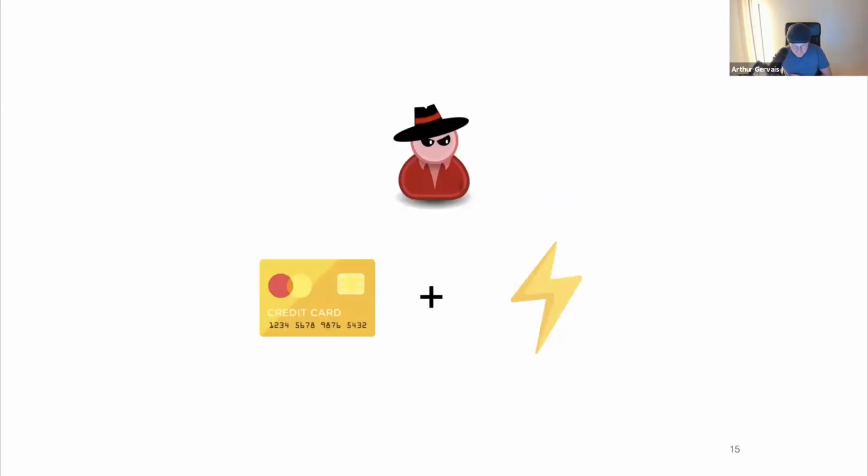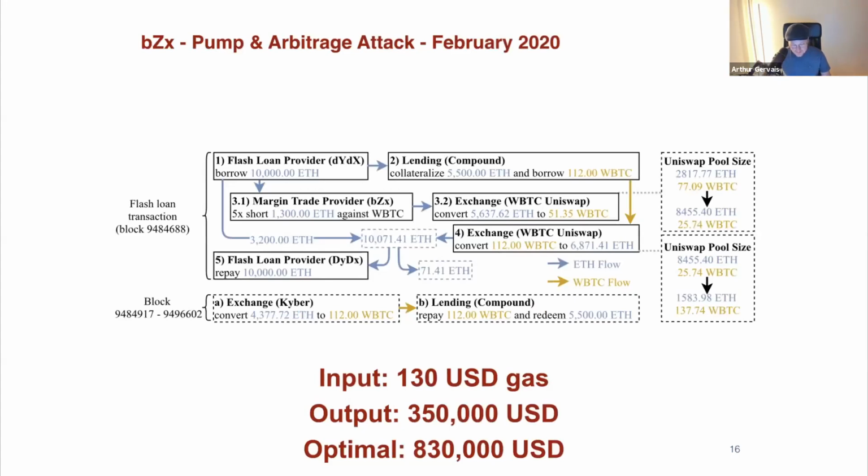All right, so let's dive a bit into flash loan attacks. So what can go wrong if you give an adversary billions of US dollars and atomic transactions? As Sam already mentioned, there's BZX that got attacked in February 2020.